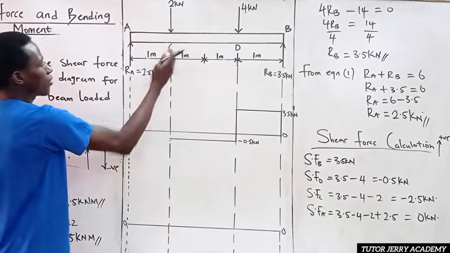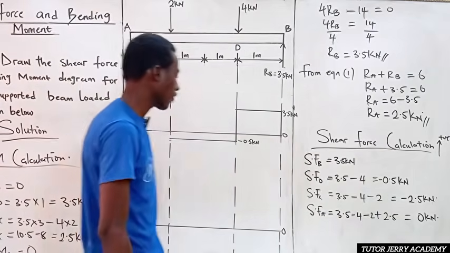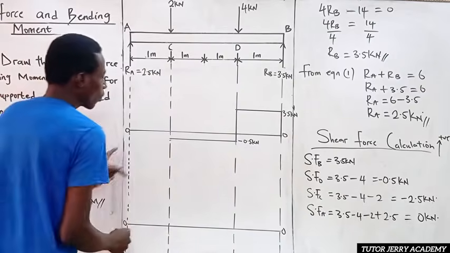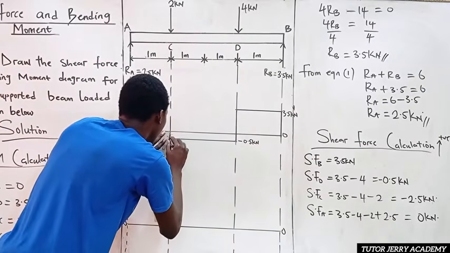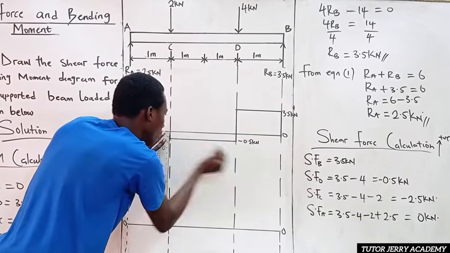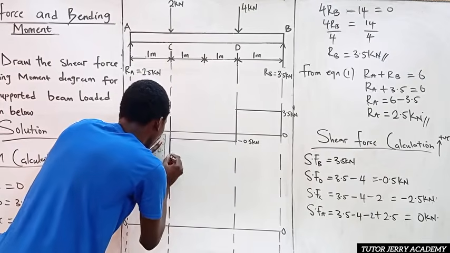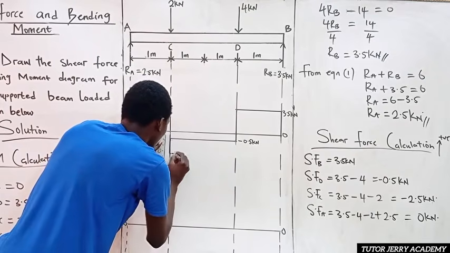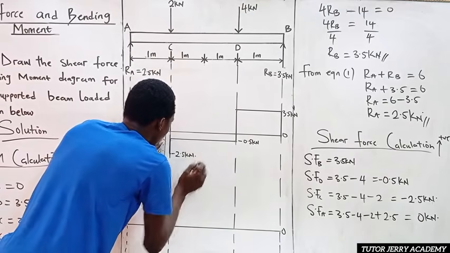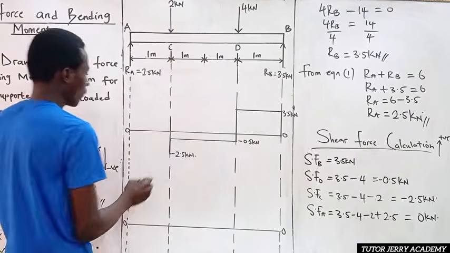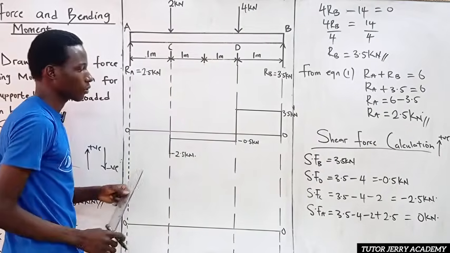Now at point C, we have a shear force of nothing but minus 2.5 kilonewton. So we are going to be going downward again, by 2 kilonewton. From this point where we have minus 0.5 kilonewton, we go downward. So we take this point as minus 2.5 kilonewton. So this is what we have. From this point to this point is minus 2.5 kilonewton.